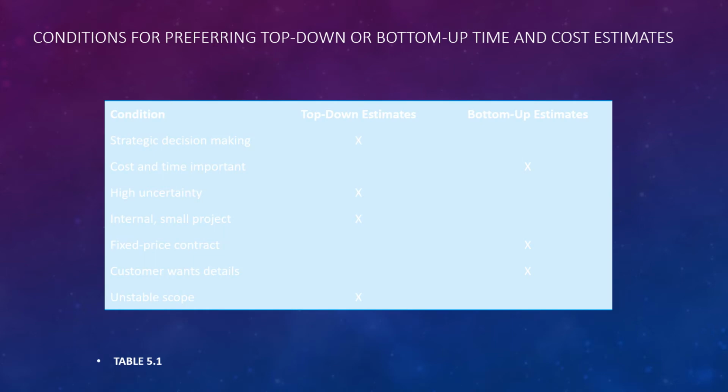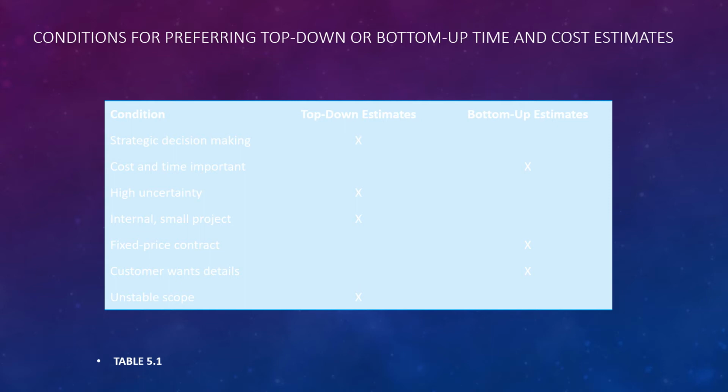So, conditions for preferring top-down versus bottom-up, and I'm going to apologize, when I put this on the blue slides, it doesn't look as pretty as it could, but I feel like it's still legible to read. For top-down, it's really a strategic decision-making thing. If cost and time are important, we're going to do a bottom-up because now we can individually break out those items. If there's high uncertainty in what's going on, you're probably going to use a top-down approach because you don't have those details yet.